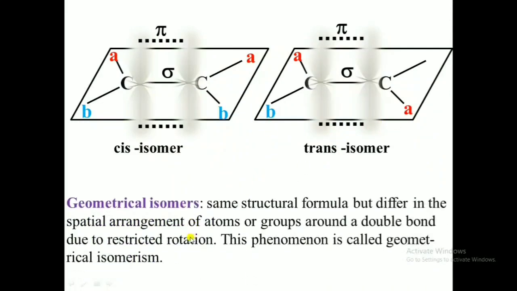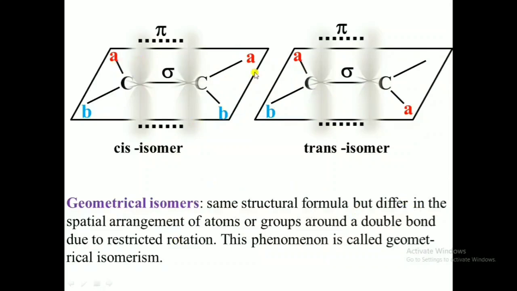So you can define geometrical isomers as having the same structural formula but differing in the spatial arrangement of atoms or groups around a double bond due to restricted rotation. So that is geometrical isomers. These are geometrical isomers because these two molecules have the same structural formula and they differ in the spatial arrangement.